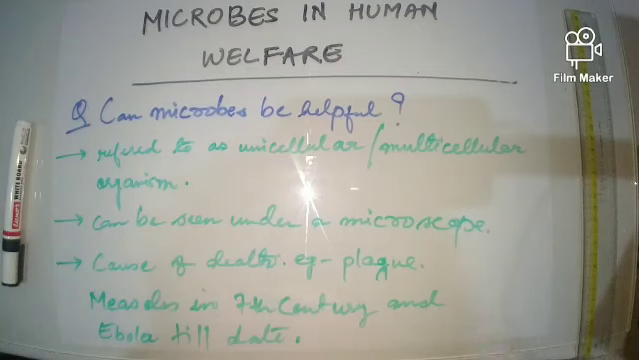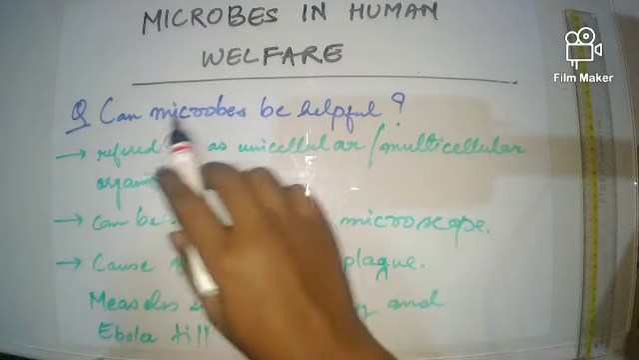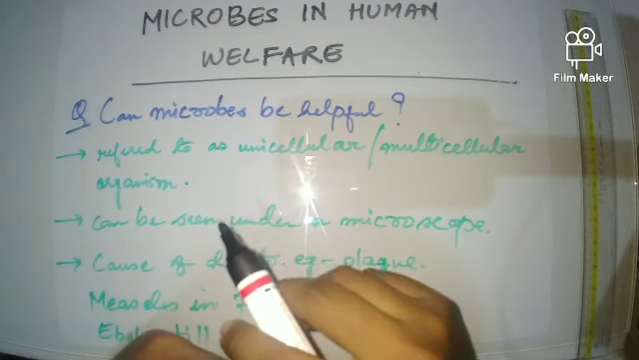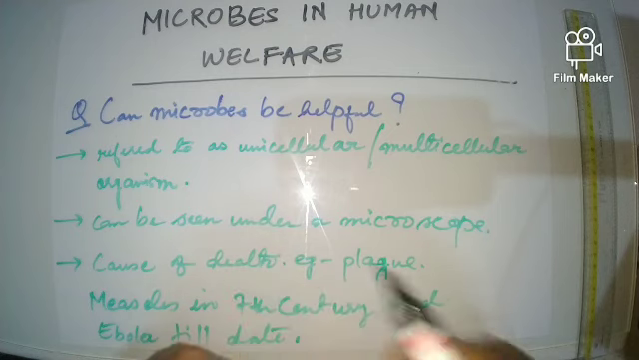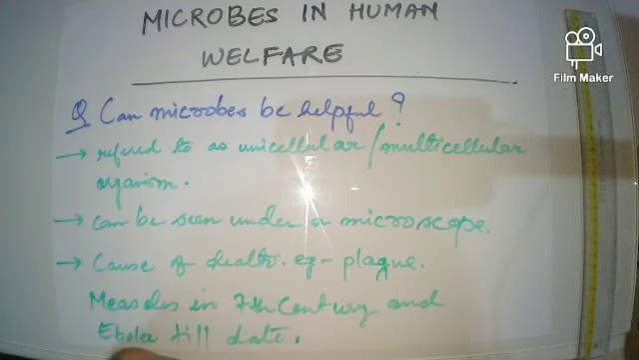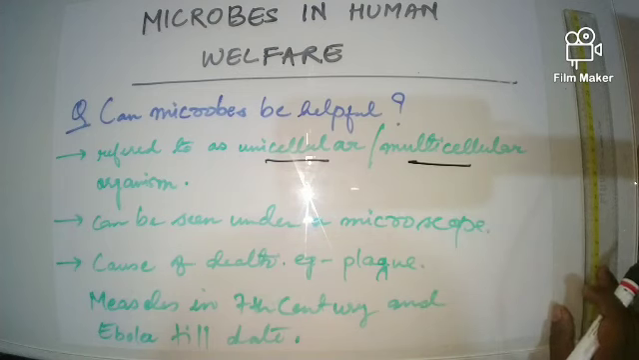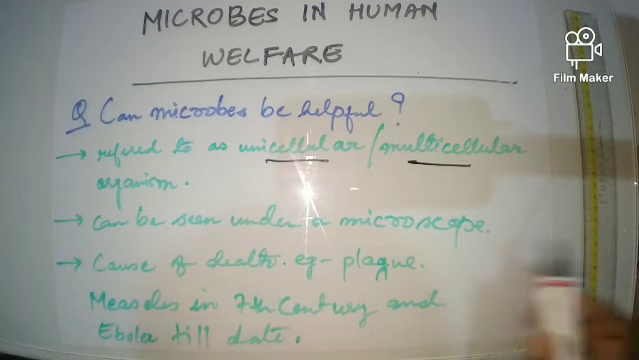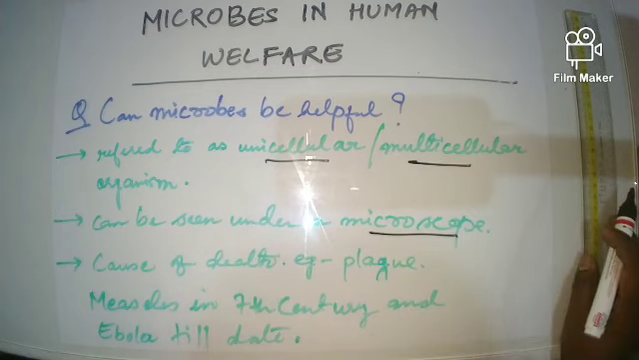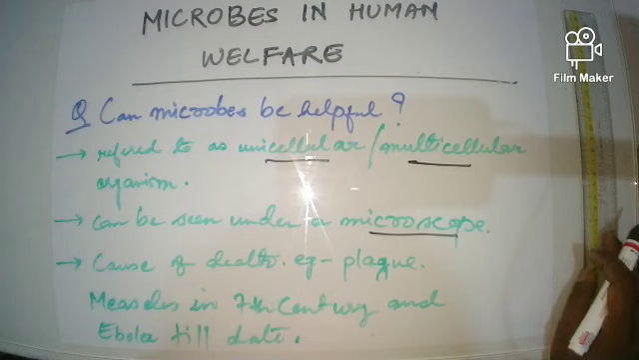Good morning, students. Today we will start with a new chapter, that is Microbes in Human Welfare. Before beginning this chapter, I would like to ask a question which you can see on the screen. Can microbes be helpful? To answer this question, we need to know what microbes actually are. Microbes are unicellular or multicellular organisms that can be easily seen under a microscope. Why? Because they are so tiny, so small, that they can be easily observed under a microscope.